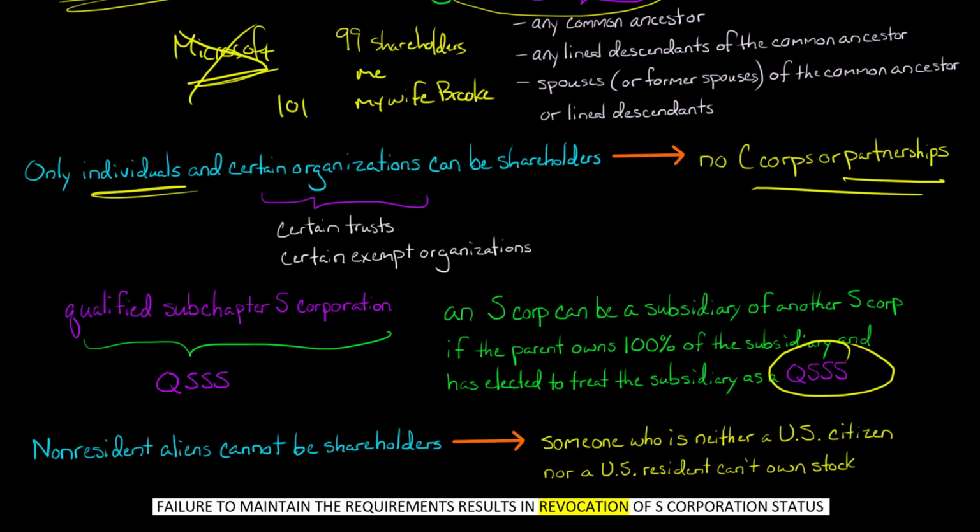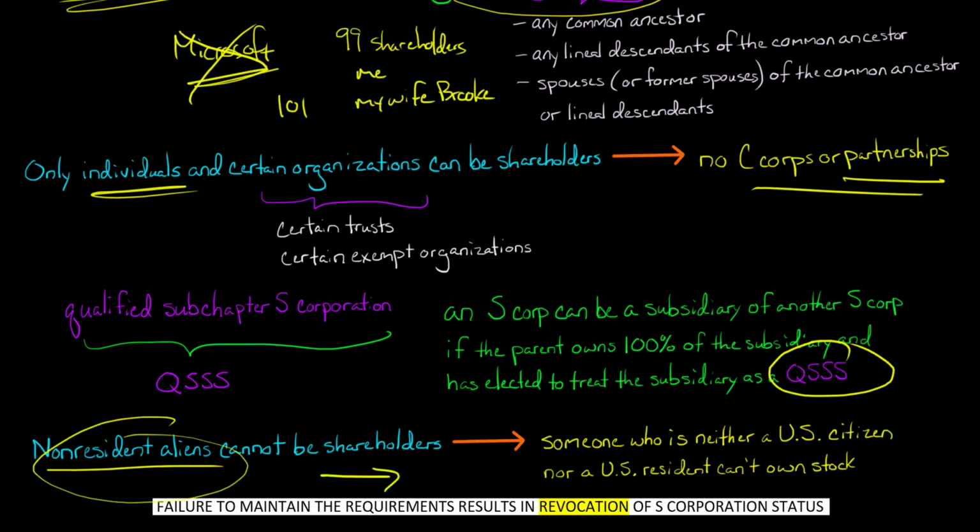Now, non-resident aliens also cannot be a shareholder of an S corp. So what is a non-resident alien? A non-resident alien is someone who is not a citizen of the United States and is not a resident of the United States. So if you are not a U.S. citizen and you're not a U.S. resident, you cannot be a shareholder of an S corporation.